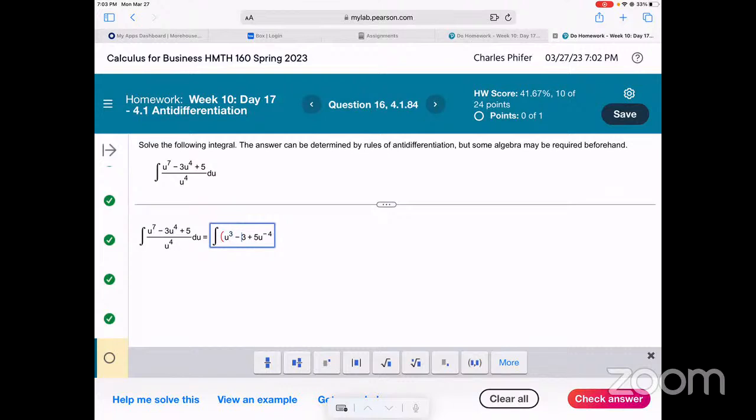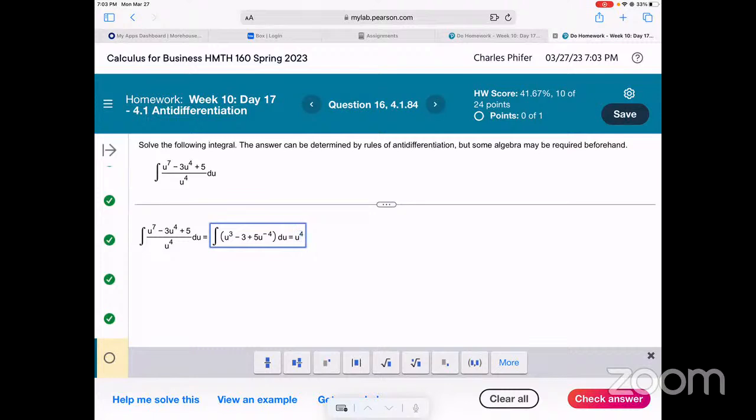All I'm doing right now is basically taking notes, and we haven't taken the integral yet. So, I'm just rewriting the original and taking some notes. So now when we go to take the integral, u cubed is going to become what? U to the 4 over 4. So u to the power of 4 over 4.